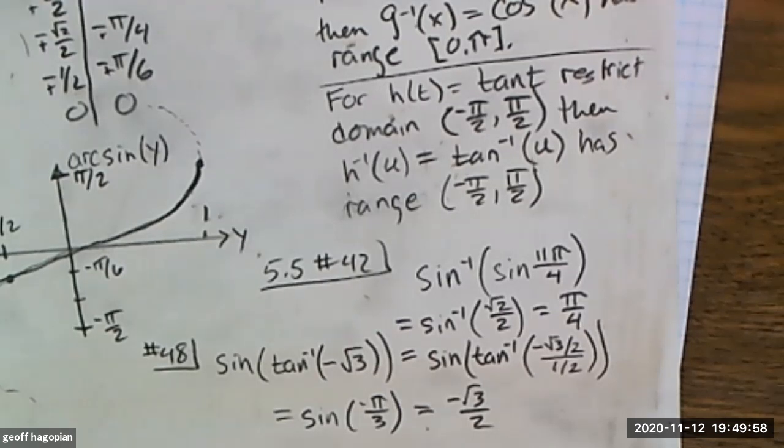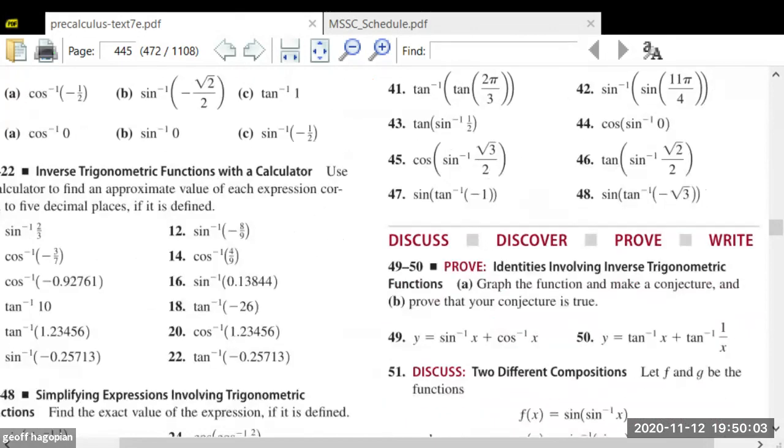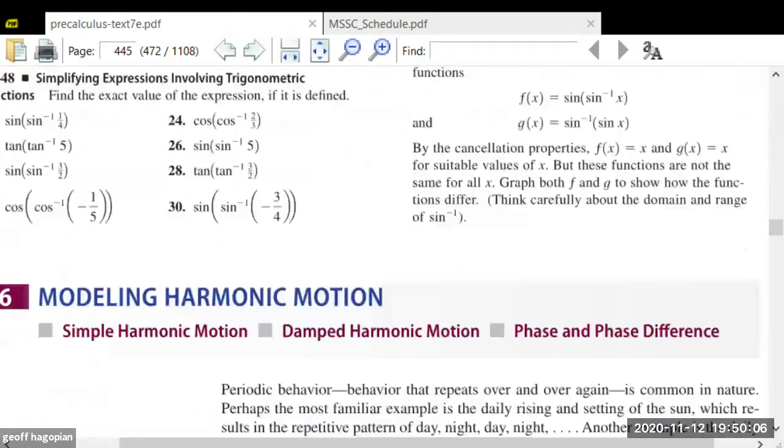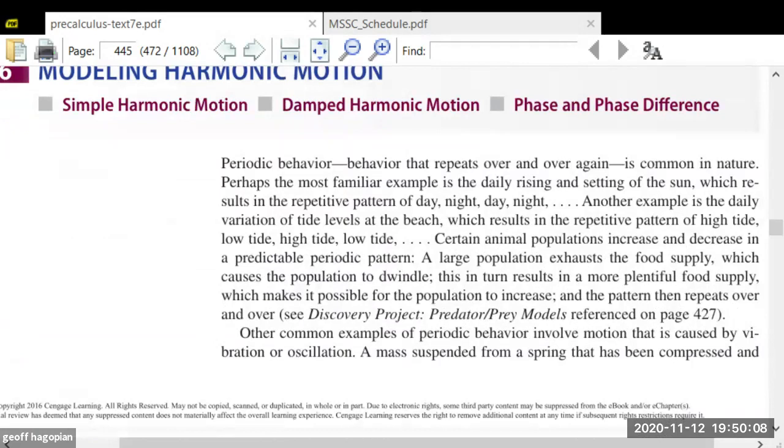Back to the text, I think. Modeling harmonic motion is the next topic, wherein they have a preamble. What do you call it when you're reading the text? There's a word I'm trying to think of, never mind.